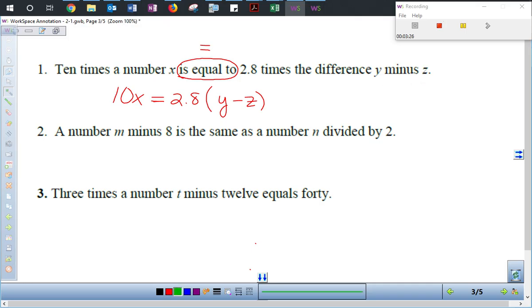On number 2, a number m minus 8 is the same as a number n divided by 2. So I want to find the phrase that represents the equal sign and circle it. I'm going to put the equal sign right above it. Everything to the left goes to the left. Everything to the right goes to the right. So a number m minus 8. It's pretty straightforward. m minus 8 is the same as a number n divided by 2. So I have n in the numerator, 2 in the denominator. Remember, we don't like to use this symbol for divided by because it's really not high school level.